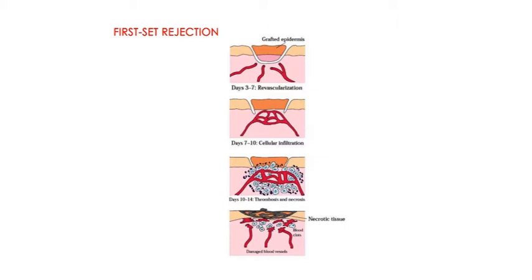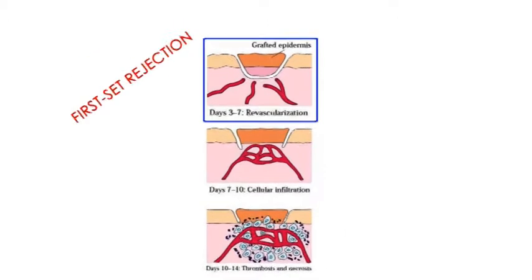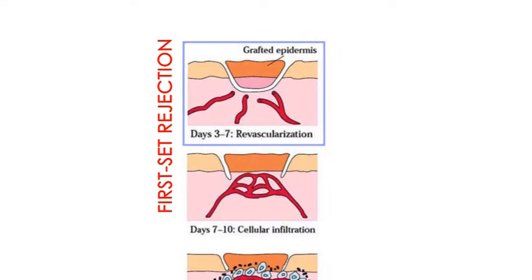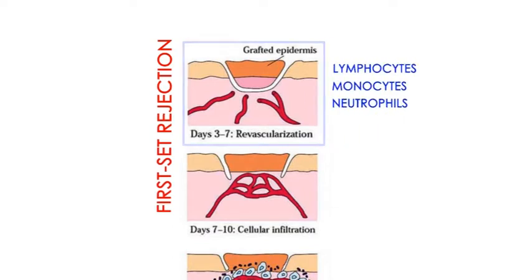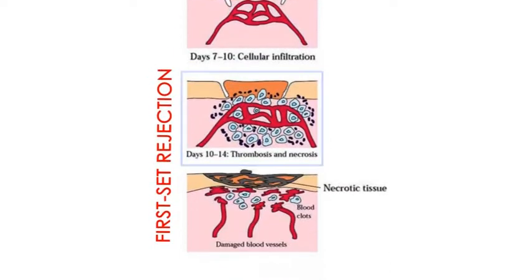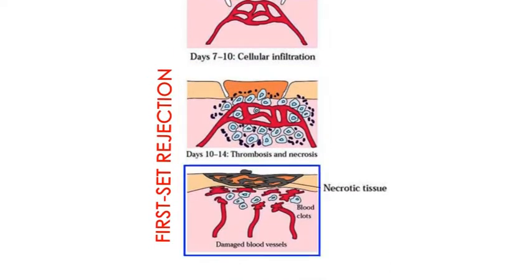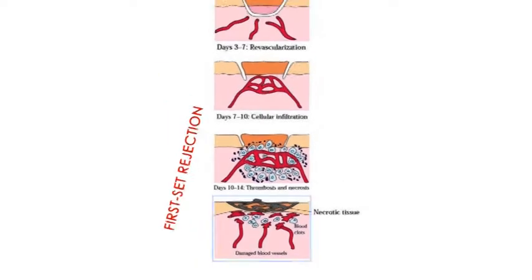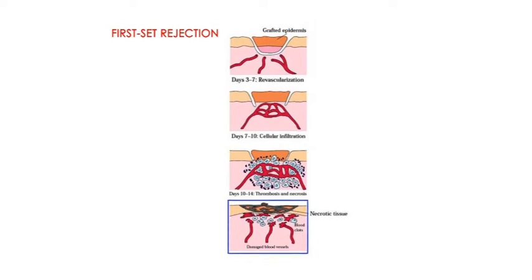During a primary allograft transplantation of skin, revascularization takes place in the graft region by 3 to 7 days. But later, there is infiltration of lymphocytes, monocytes, neutrophils, and other inflammatory cells. This causes decreased vasculature by 7 days, tissue necrosis by 10 days, and complete graft rejection by 12 to 14 days. This is called the first set rejection. And during this stage, immunologic memory develops.